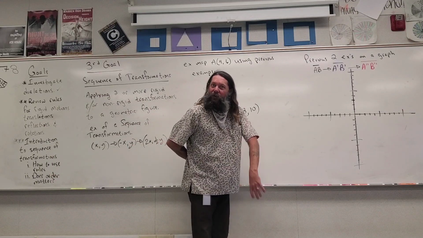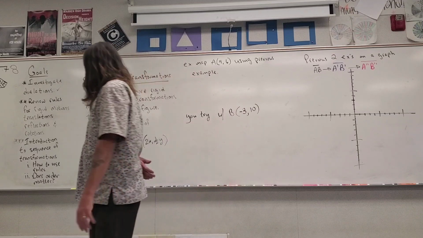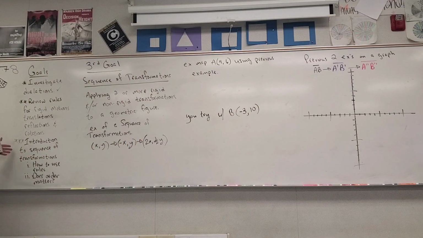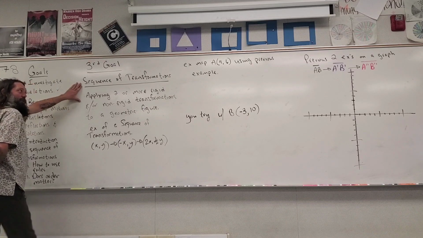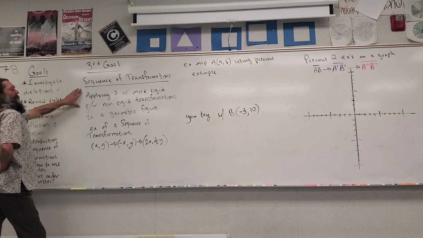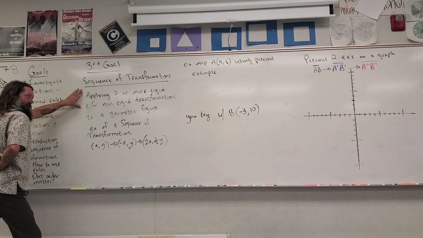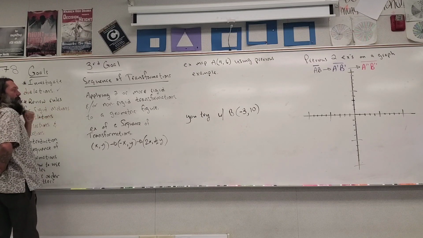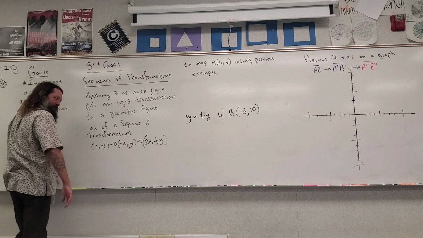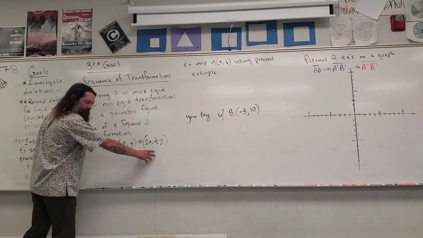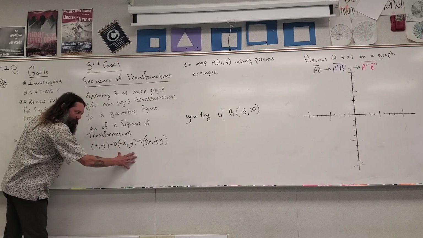I'm back. Let's go ahead and start our third goal today. Remember, our third goal is introduction to sequences of transformations, how to use the rules, and does order matter? All right, so a sequence of transformations means that we're applying two or more rigid and/or non-rigid transformations to a geometric figure. So an example of a sequence of transformations means that I'm going to do two or more things to it. Here I have a reflection over the y-axis.